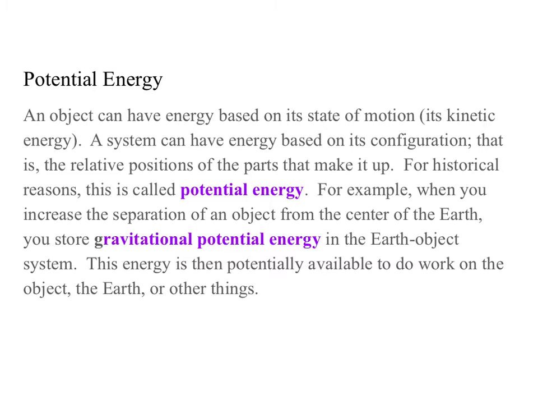For instance, when you increase the separation of the Earth object from the center of the Earth, you store gravitational potential energy in the Earth object system. This energy is then potentially available to do work on the object or the Earth or other things. That's why we call it potential energy. Kinetic energy, if the thing hits something else, will do work. It will exert a force and probably push the object. But potential energy can't, where it is, do work, but it has the ability to be turned into kinetic energy that could do work. That's why we call it potential.